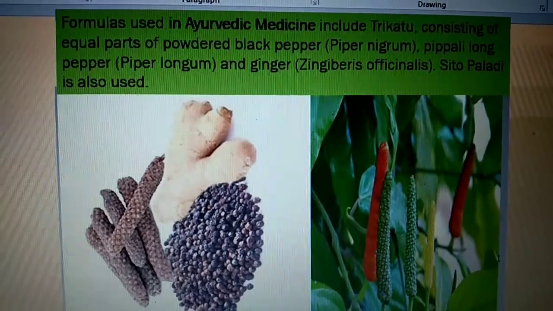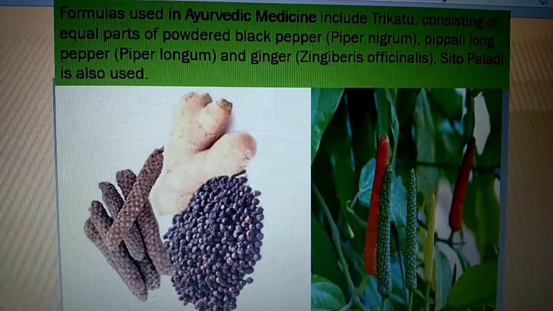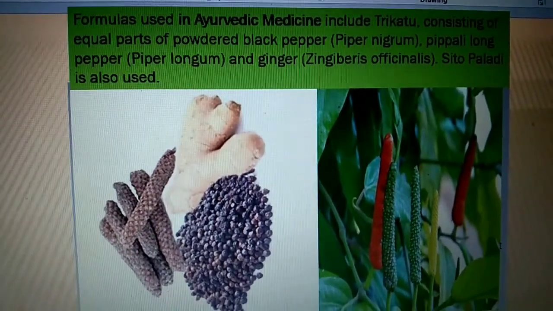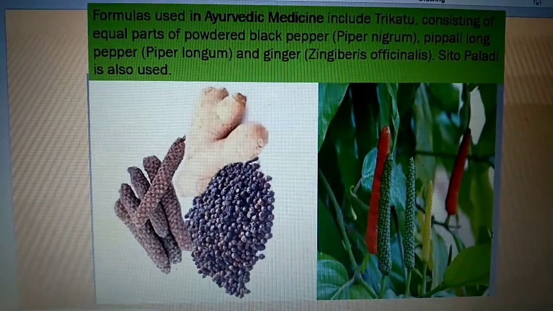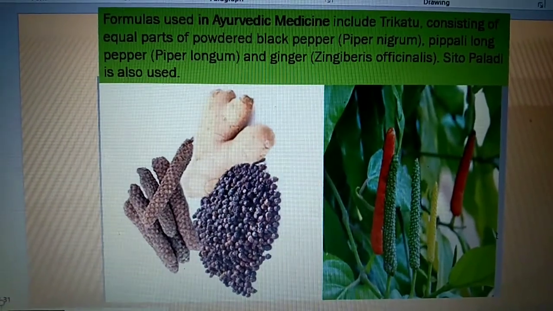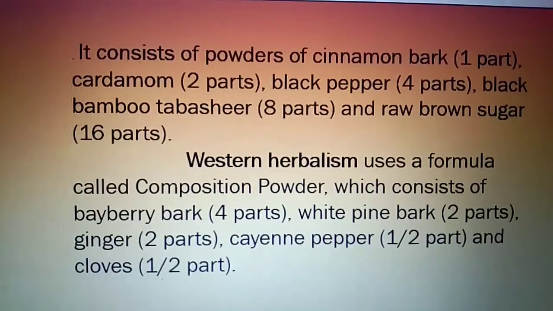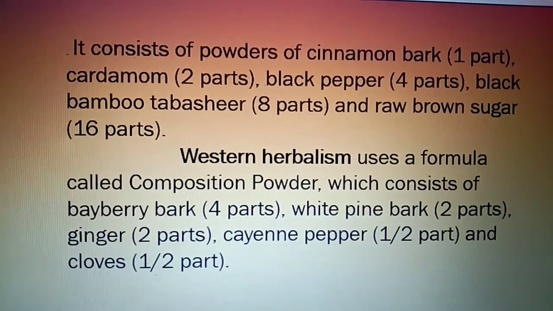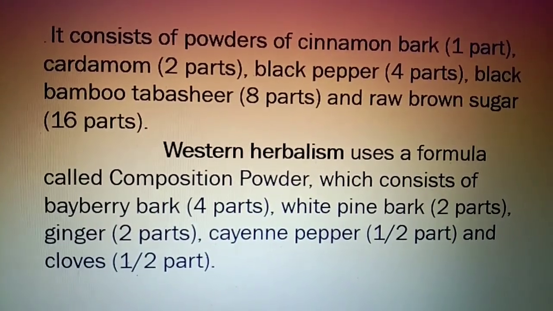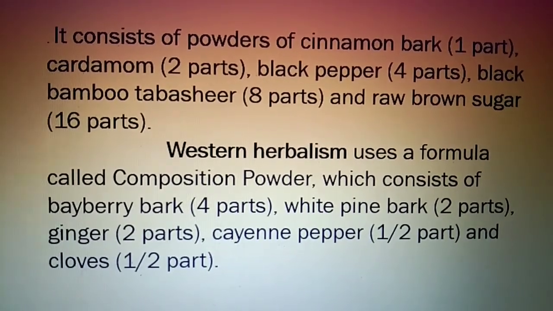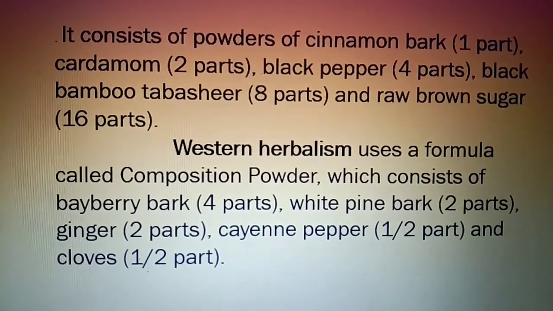Formulas used in Ayurvedic medicine include Trikatu, consisting of equal parts of powdered black pepper, Piper nigrum, pipali long pepper, Piper longum, and ginger, Zingiberis officinale. Talisadi is also used. It consists of powders of cinnamon bark, 1 part, cardamom, 2 parts, black pepper, 4 parts, bamboo manna, tabashir, 8 parts, and raw brown sugar, 16 parts.